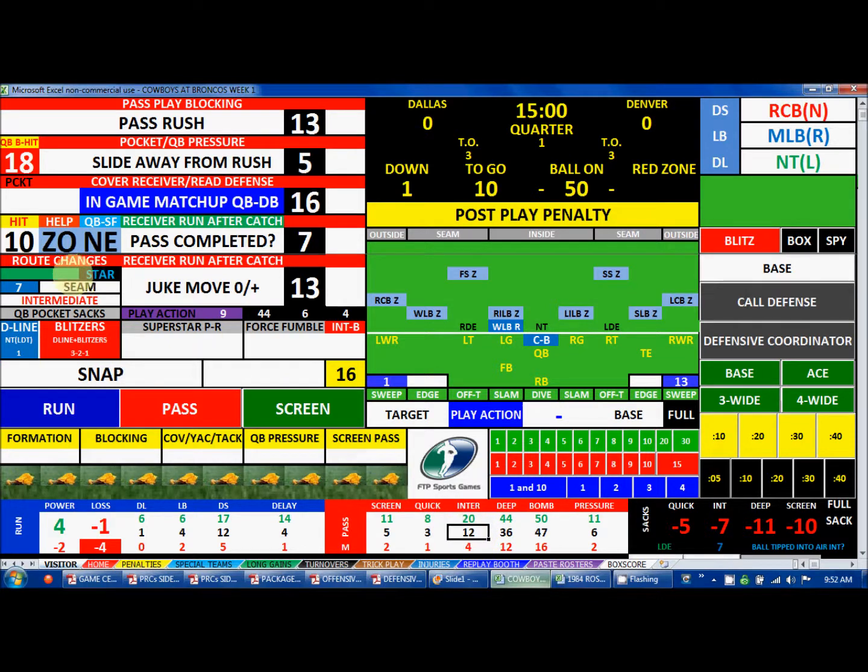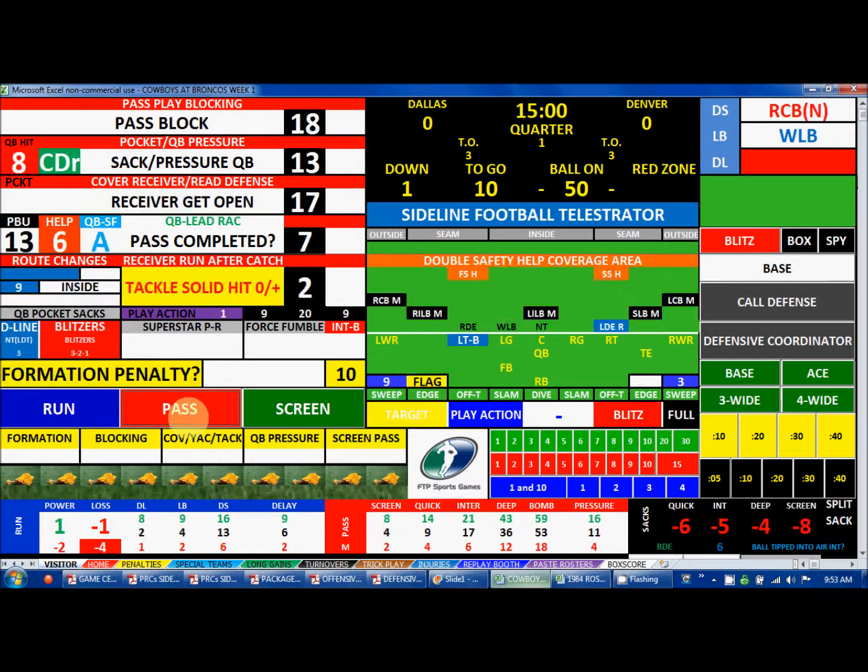So he's going to throw a targeted green to the green receiver, a seam, intermediate pass, and then once you throw the ball, everything here applies as it would normally for a pressure pass. If a receiver runs after the catch, those IPAs are here. Juke moves, tackle, spin away. Again, everything that's covered in the instructions for sideline football. That's how you resolve that play.